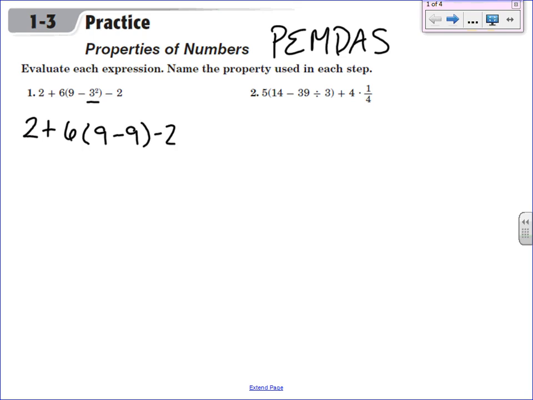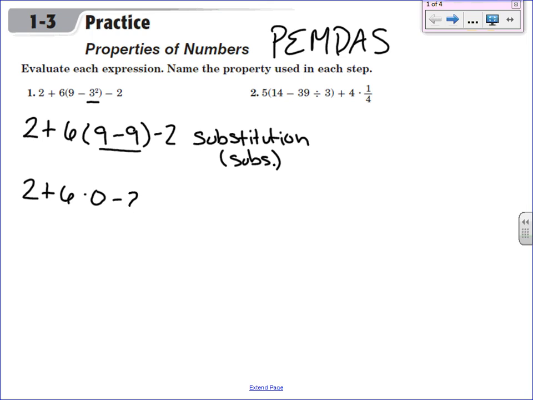And we can do that by substitution, which I'm now going to call subs for short. Then we have to finish what's inside the parentheses before we can do anything else. And 9 minus 9 is 0. And that property is called the additive inverse property.